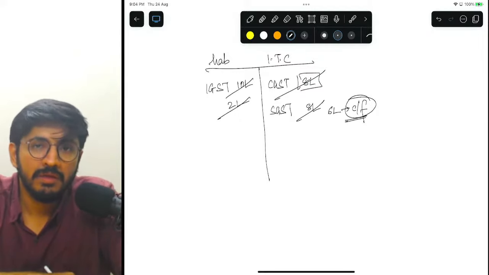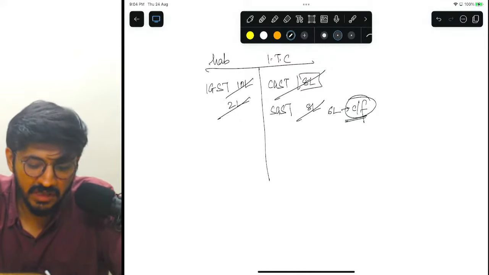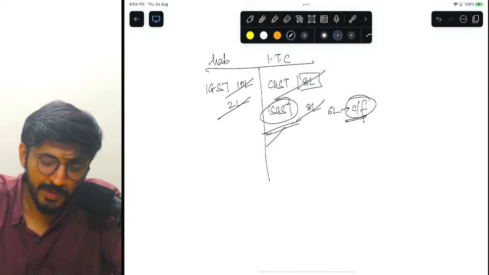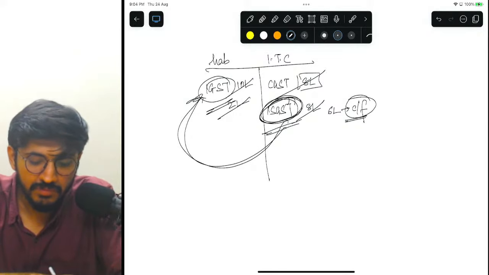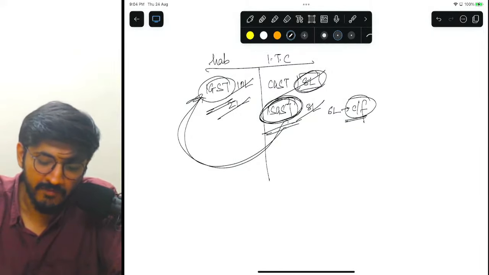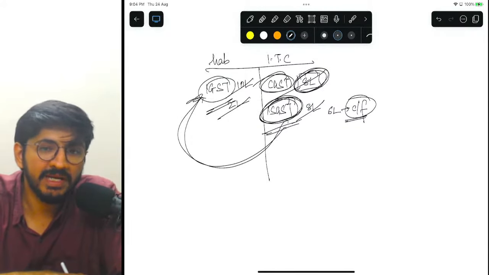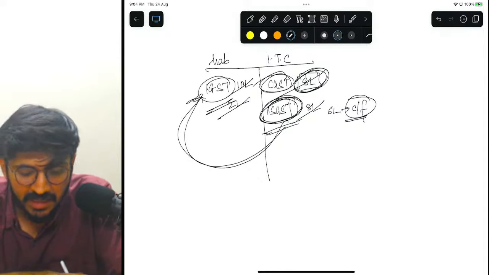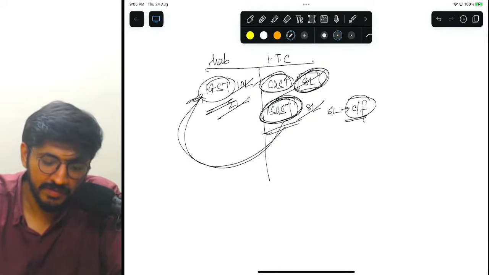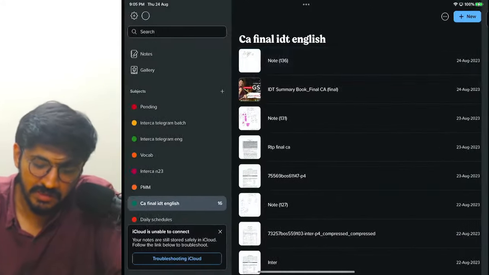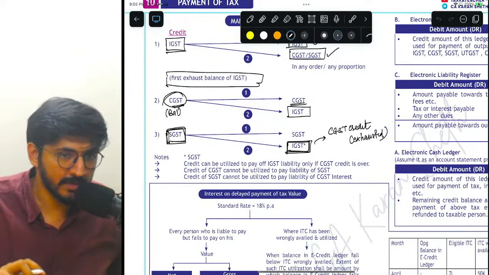You cannot use SGST credit to pay off IGST liability if you have e-credit ledger balance of CGST. Is that very clear, my dear friends? Okay, that's about it. That is something that you really need to be very clear about.